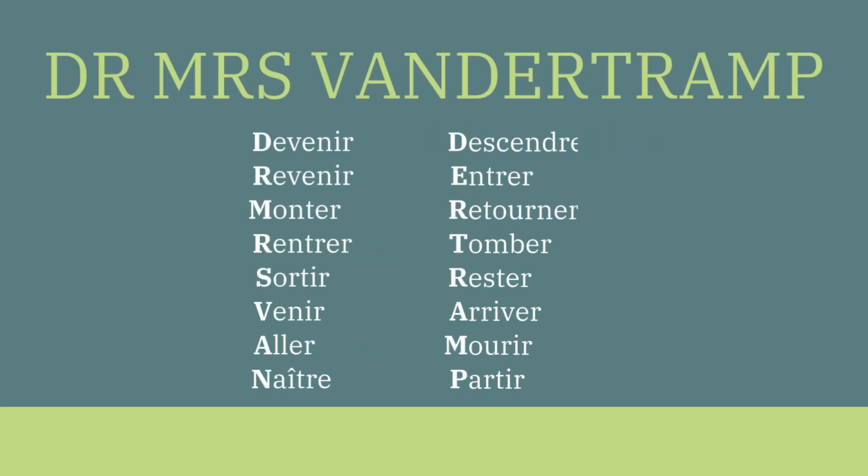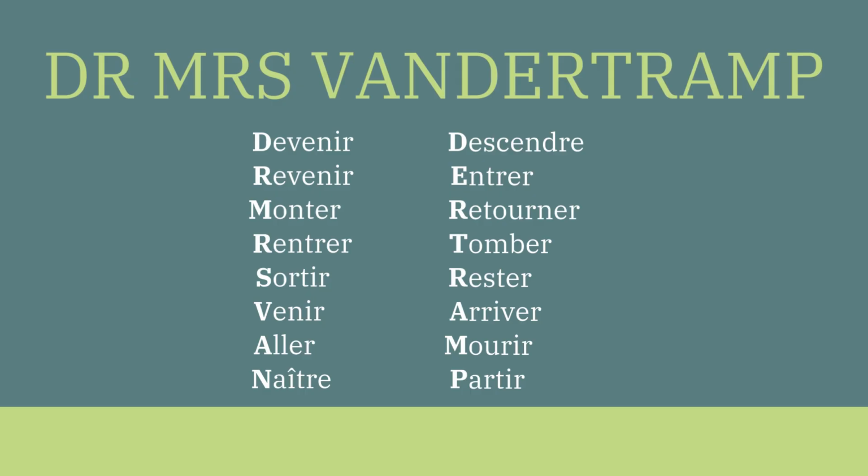A mnemonic like Dr. Mrs. Vandertramp can help. Each letter correlates to a verb, so you have devenir, revenir, monter, rentrer, sortir, venir, aller, naître, descendre, entrer, retourner, tomber, arriver, mourir, and partir. These verbs all use être when forming the passé composé. You'll have to memorize these and practice them frequently to keep them in the back of your mind.